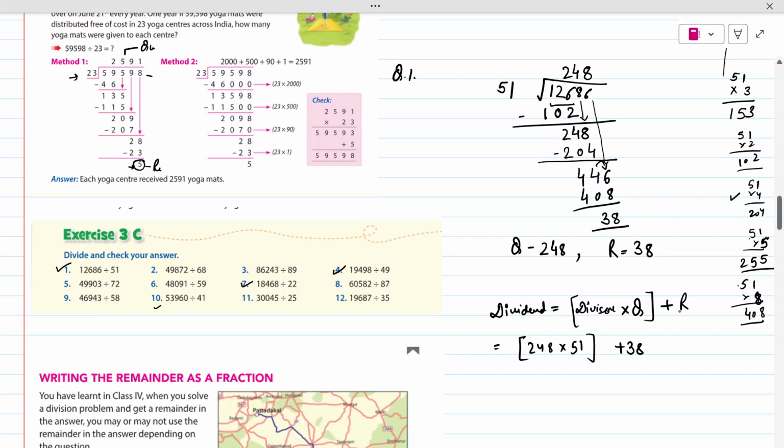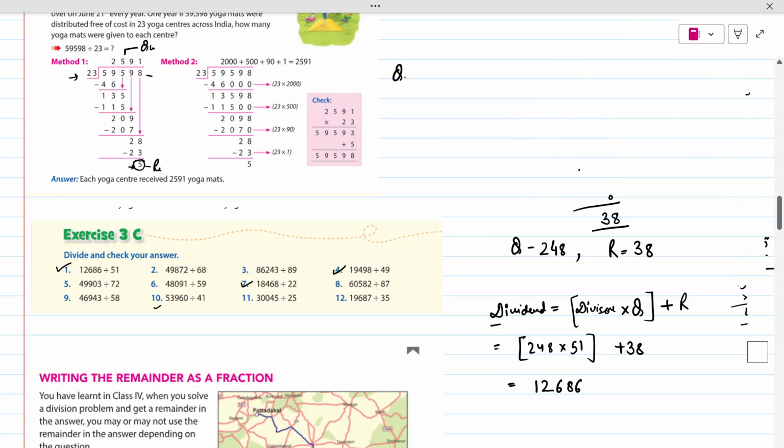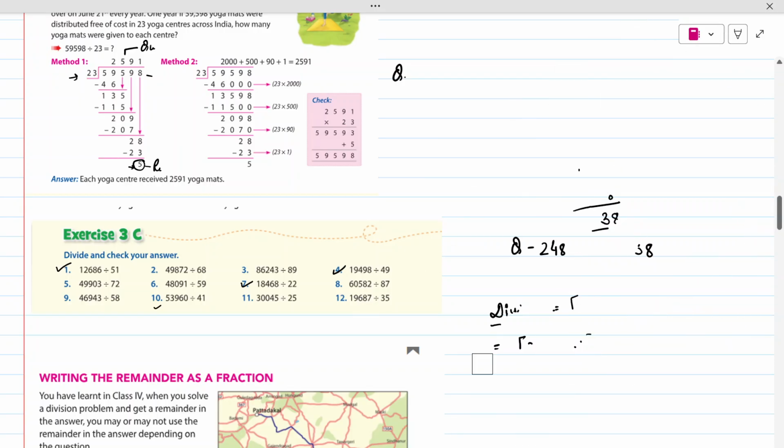We have put the values from the above question, and when we do this calculation, it will be 12,686, which is our dividend. So if the answer is coming as the dividend above, that means your calculation is correct. Okay, so kids, this is how we have to do these questions. Now let us take another question, question number 4. I am erasing this quickly and we can solve this question over here only.